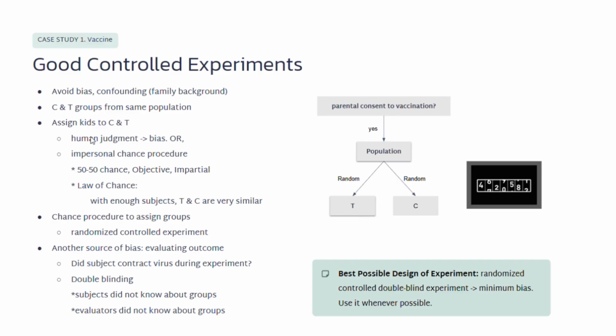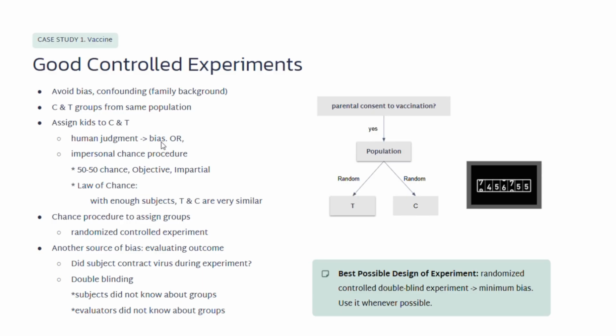So in this case, you filter out the family background factor. Then the question is how to decide which of these kids go to the control group and which go to the treatment group. One way is to use human judgment based on some relevant variables. For example, you look at the general health, how healthy they look, or personality, etc. And then you make sure that you make the control and treatment groups as similar as possible.